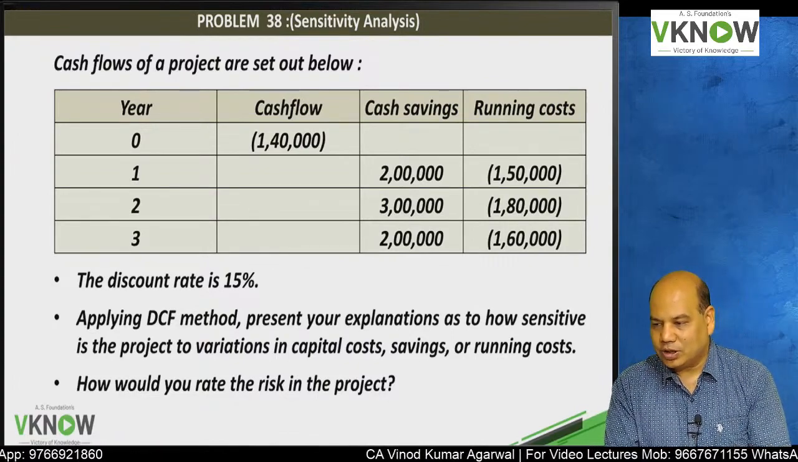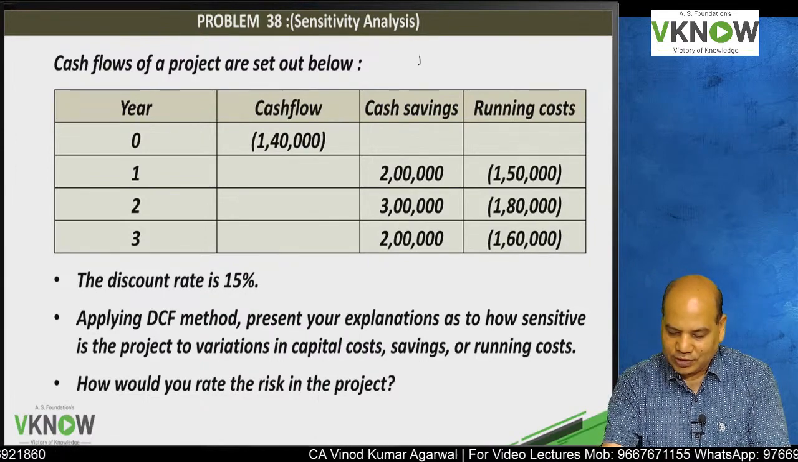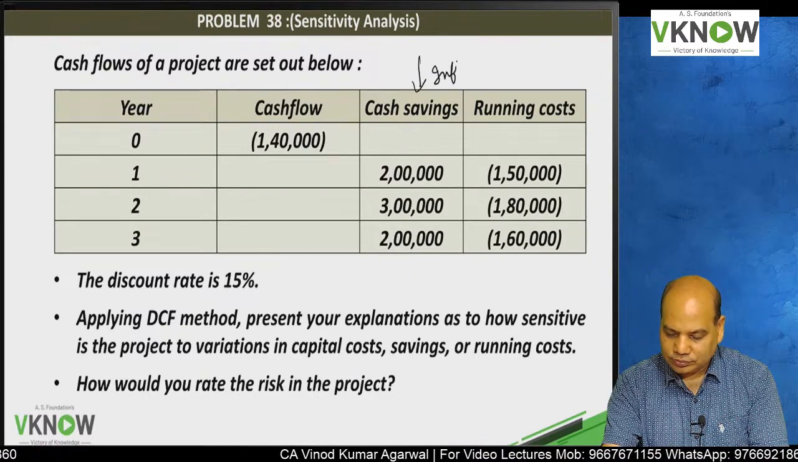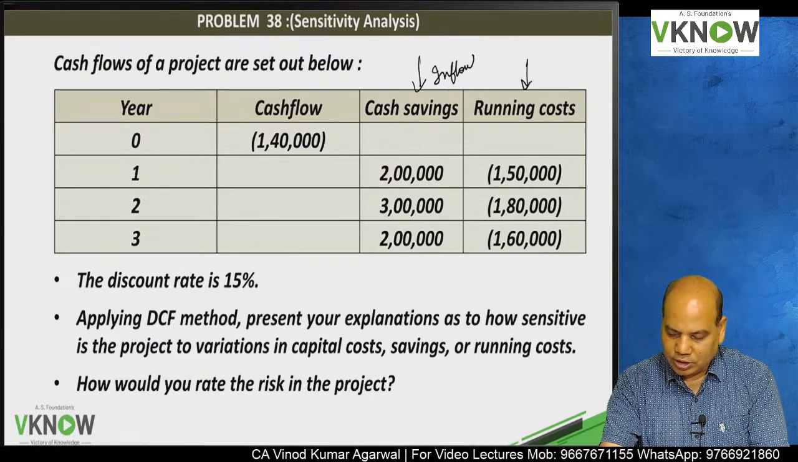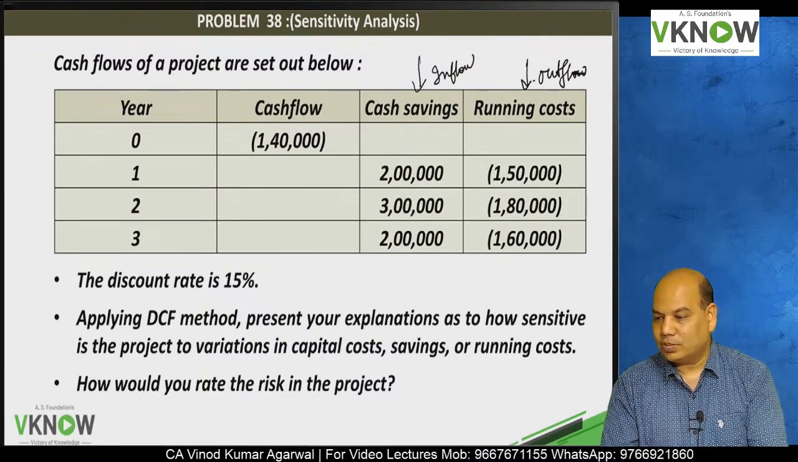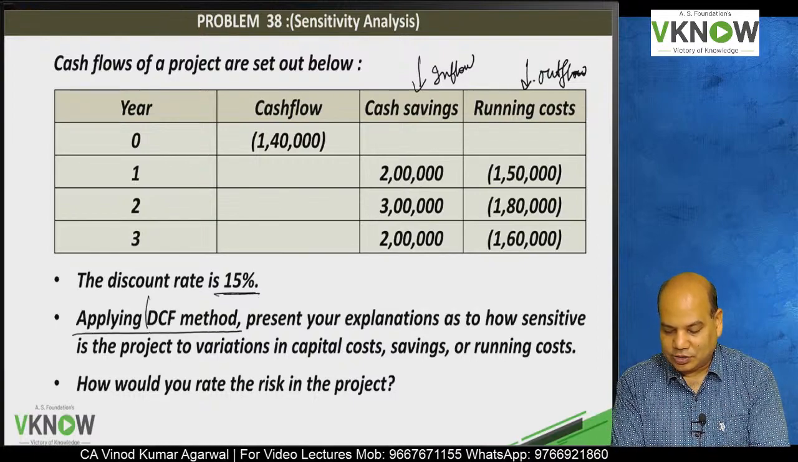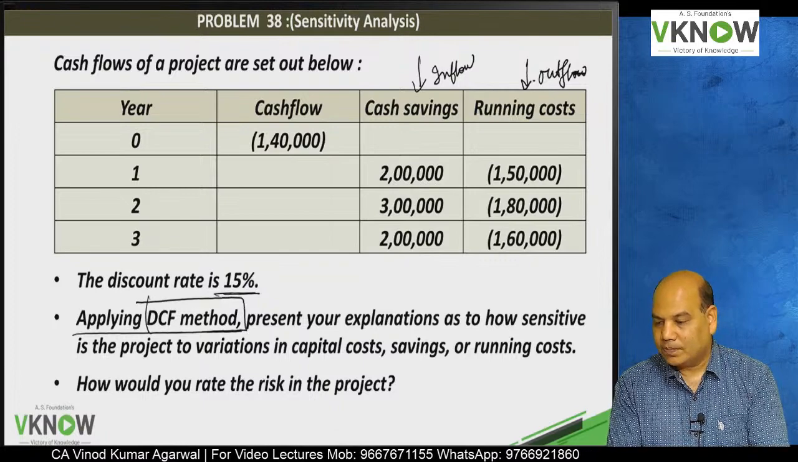Cash flow of a project, year 0, 1,40,000. Cash saving is given, means inflow. Running cost means outflow, and they have written in bracket also for your benefit. The discount rate is 15%. Applying DCF method, discounted cash flow method.